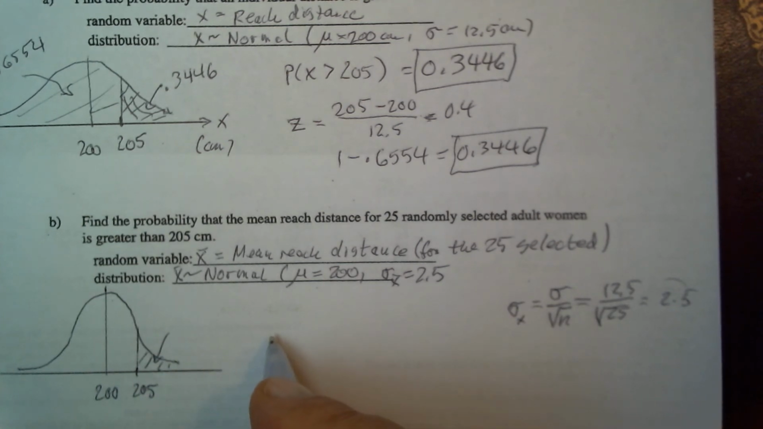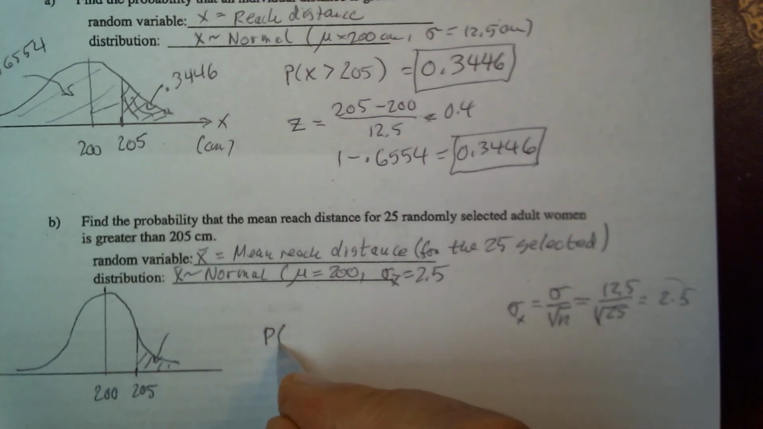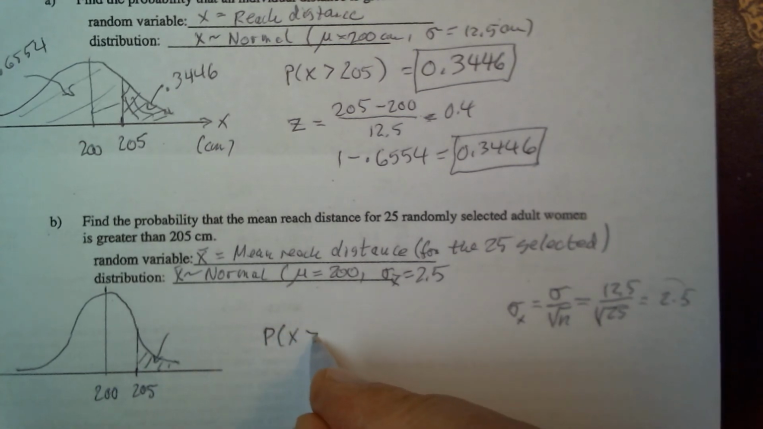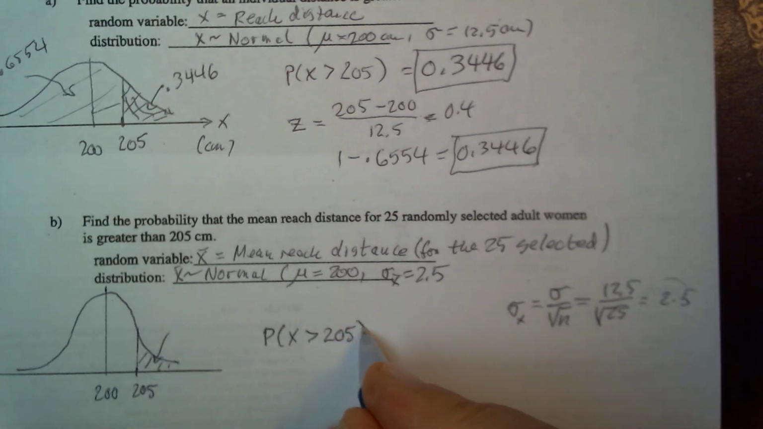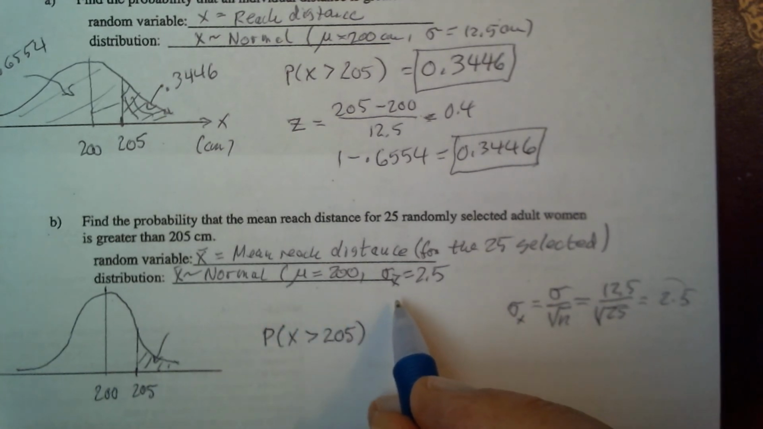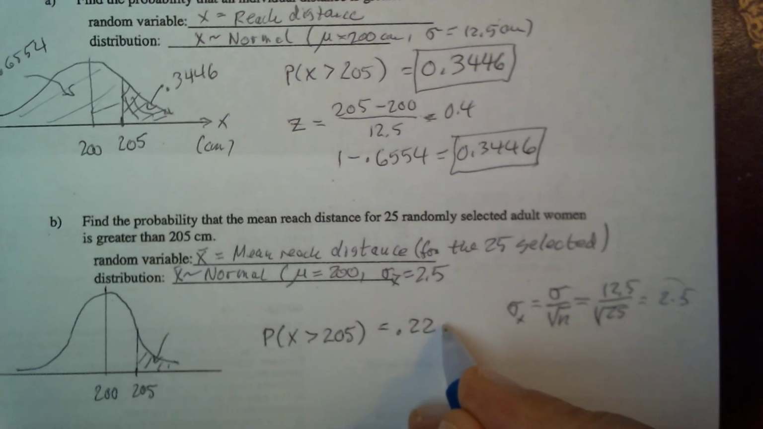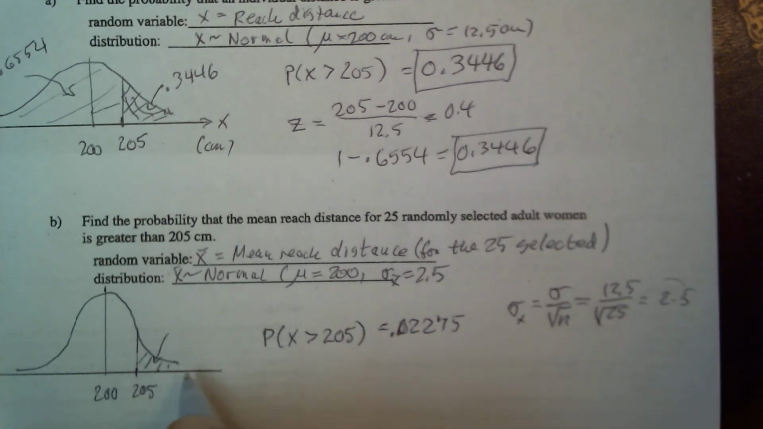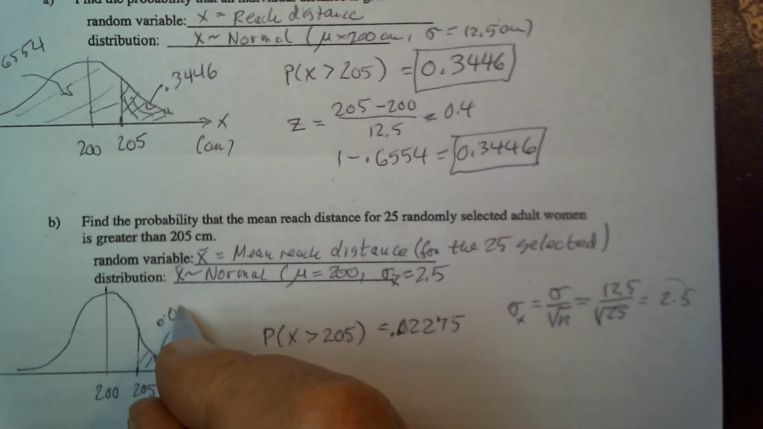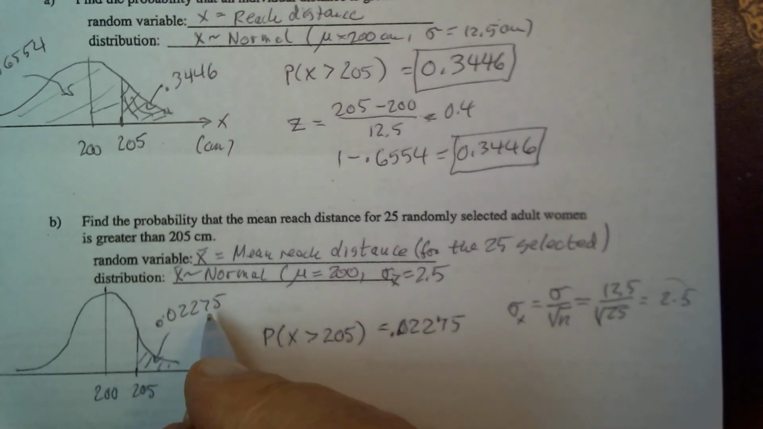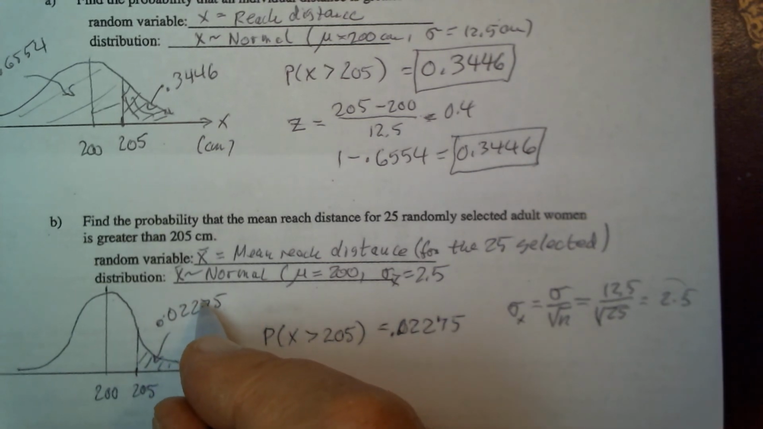So when we look at the probability using technology of x bar being greater than 205 centimeters with a mean of 200 and a standard deviation of 2.5, then we find it's equal to 0.02275. So that is the area here, 0.02275. That's like 2.3% or so.